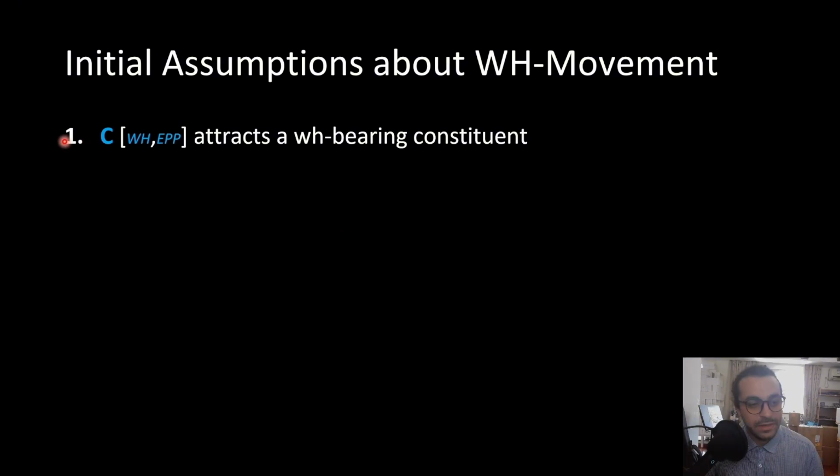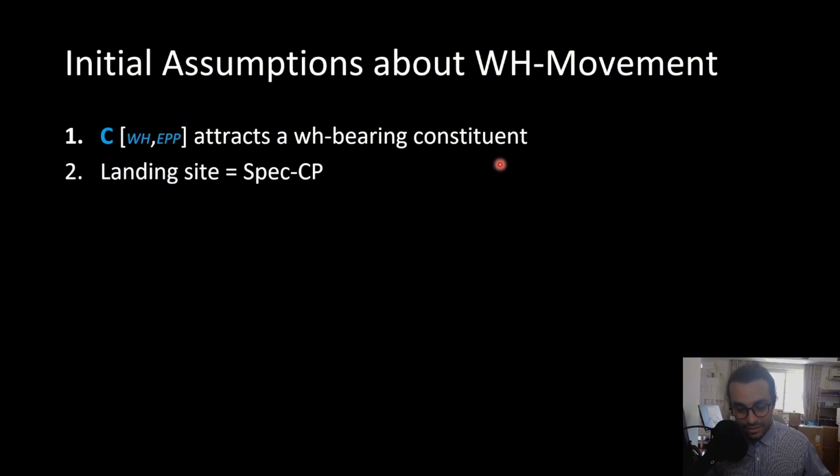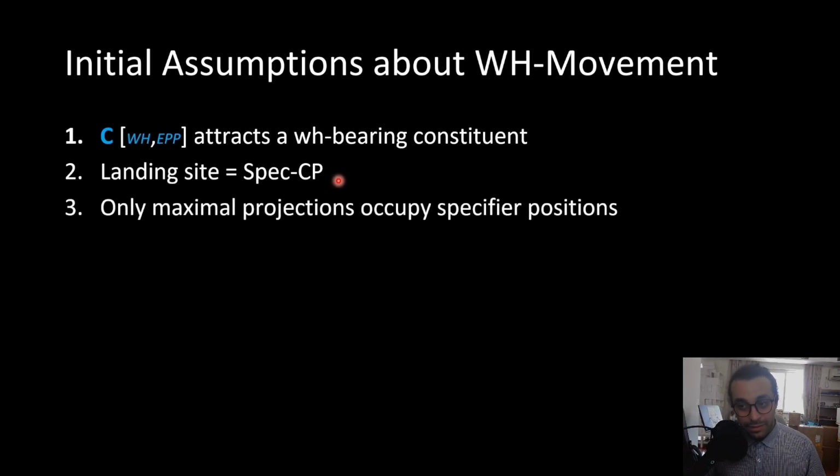The first one, being the C that contains the WH and the EPP feature, will attract the closest WH-bearing constituent. As we saw in the two previous examples, the landing site of this attracted constituent will be the specifier of the CP. And the last one is that only maximal projections occupy specifier positions. So I need to extract a maximal projection. I can't take the specifier and then put it onto the specifier of the whole phrase.